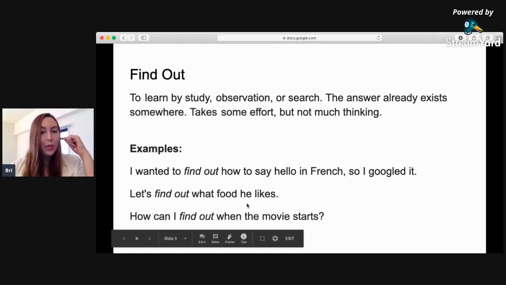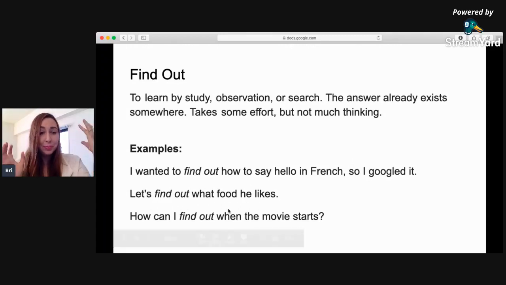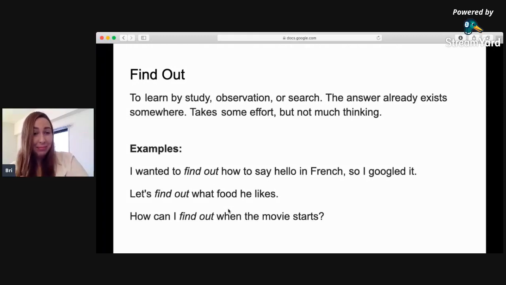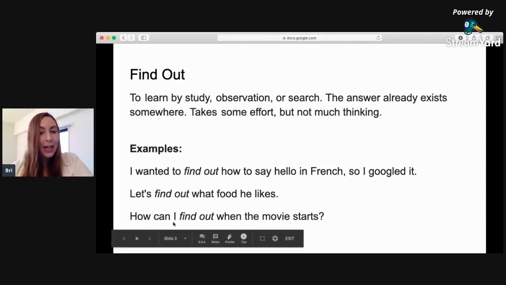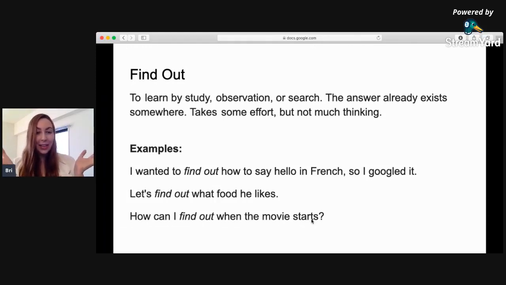Let's find out what food he likes. So the effort might be asking him, but you don't really need to think, right? So let's just get that information, okay? Let's learn that information. The next one, how can I find out when the movie starts? How can I get this information? So maybe you could go to the website, or you could call the movie theater. How can I find out when the movie starts?